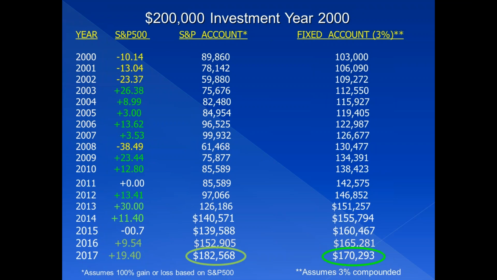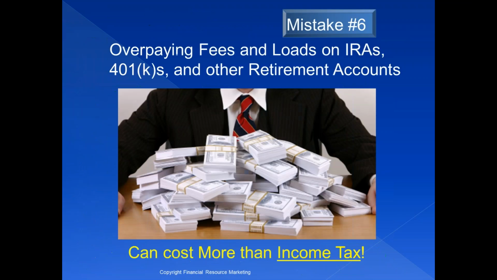So my point is this: blend the accounts. Either one of these accounts could have outperformed the other. That 3% could have averaged 4 or 5%. The S&P could have done better or worse, but if you use 2 accounts, you give them financial agility and you give them true diversity.